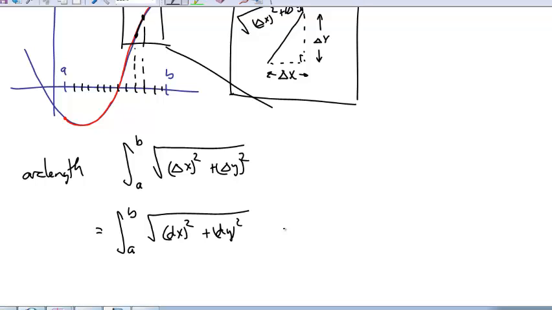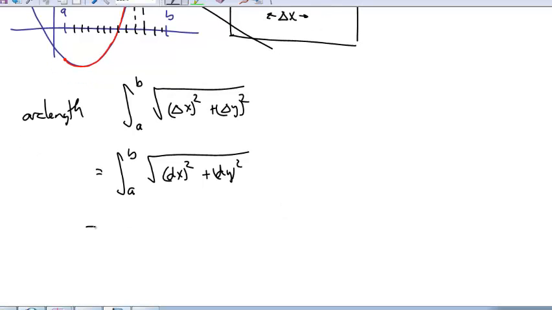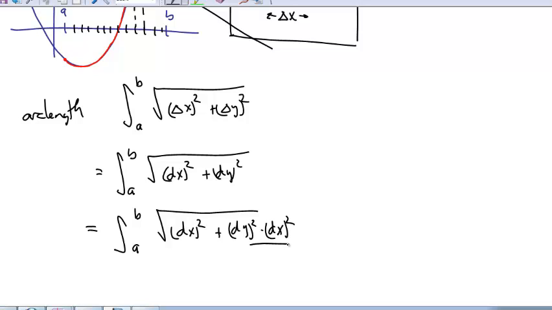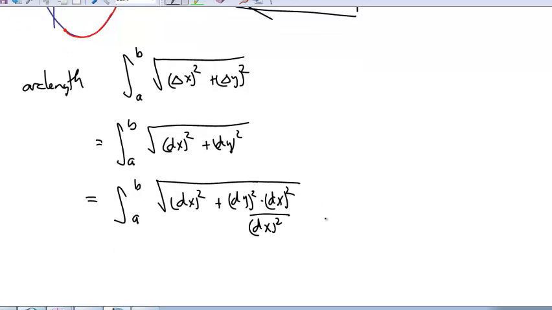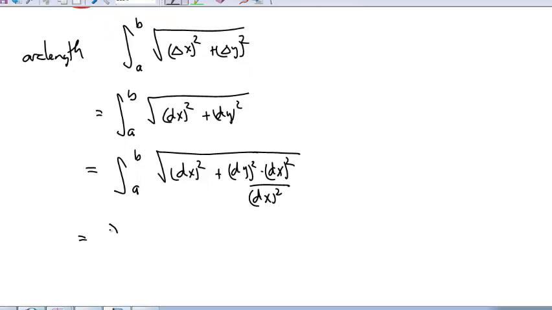And, well, it's too bad they don't both have a dx, because then you could take one out of the square root. Hey, we could, watch this. I'm going to call this integral from a to b of dx squared plus, I'm going to call this dy over dx. One step at a time. I'm going to call this dy squared times dx squared over dx squared, all under the square root. And then of these, I can pull a dx out. I'll put it out front for now.